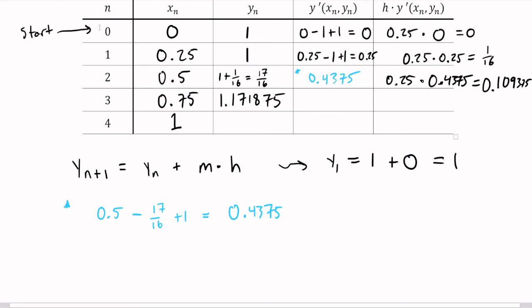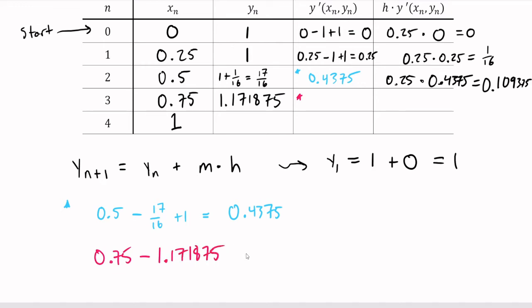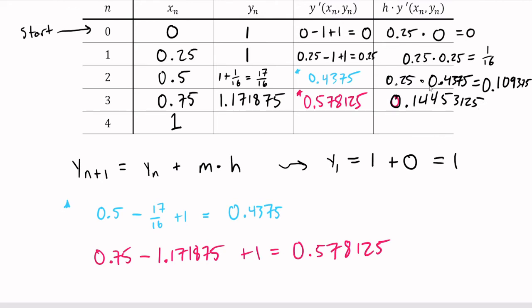Now I get to just do it again, get the slope. So let's do it. We'll do a little star here. So that's going to be plug in your x value, 0.75, minus plug in your y value. Again, we're doing this just because this is what the differential equation says, plus 1. All right, so we get 0.75 minus 1.171875 plus 1. That gives me 0.578125. That's my new slope. Then this step tells me do h times that. So all I have to do is multiply by 0.25. That gives me 0.14453125. That's how much I now go up.